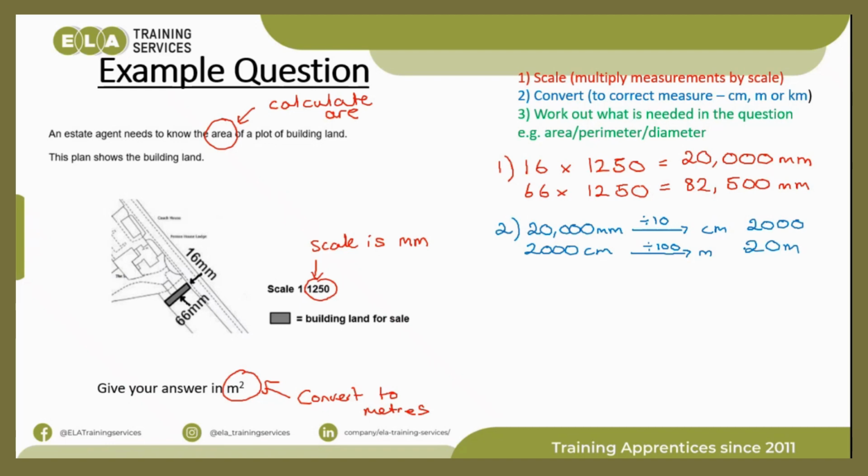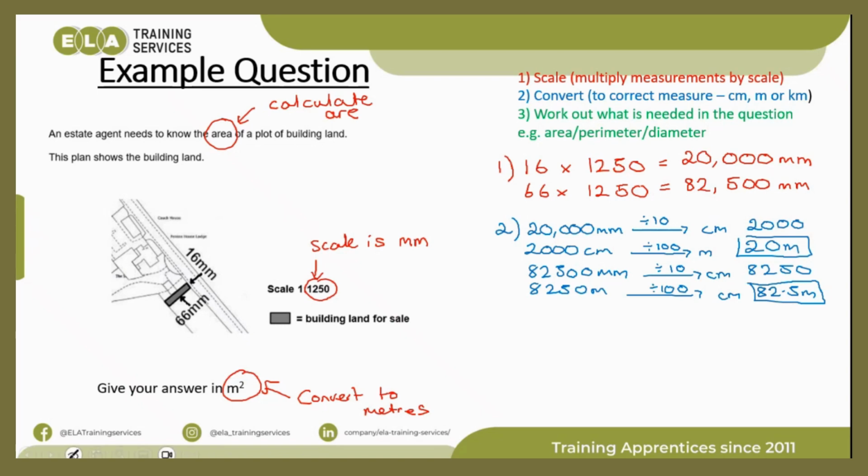And we're going to do exactly the same with 82,500. So 82,500 millimetres divided by 10 to get it to centimetres, which is then 8,250, and then 8,250 centimetres to metres, we divide by 100, to get 82.5. And now we've got our measurements in real life. Now our question is now asking us for area. So we know to calculate area, we're going to do the length multiplied by the width.